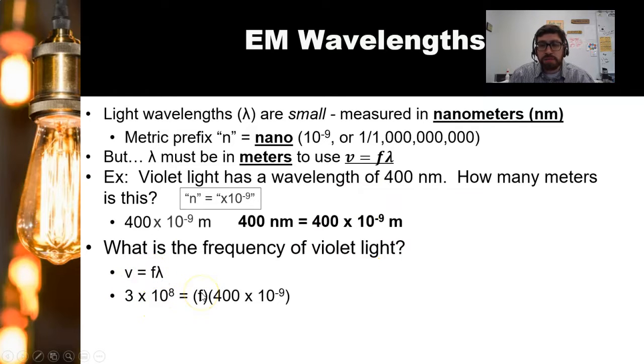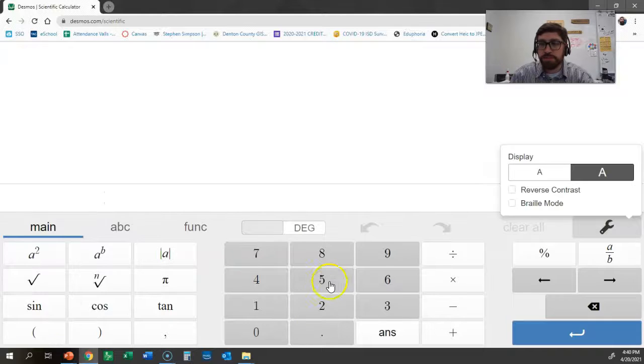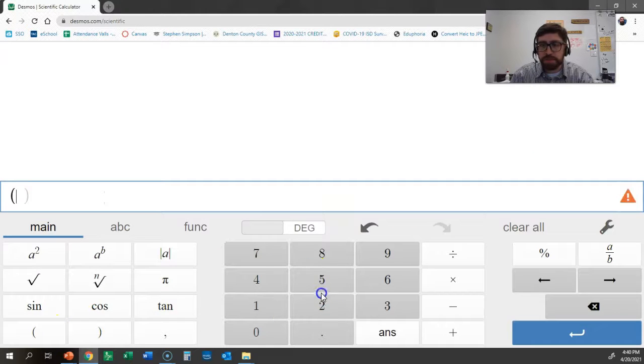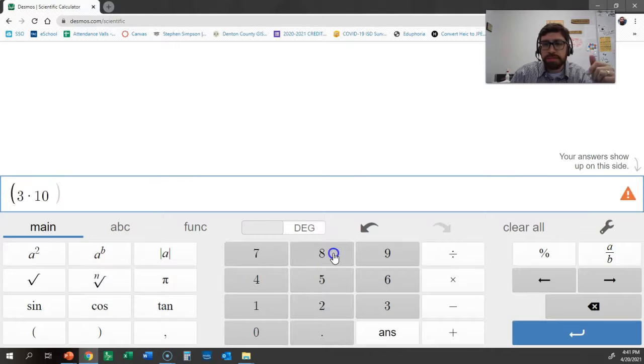We're looking for the frequency, and again, there's our wavelength, 400 times 10 to the negative 9th, which is what we converted. So what we're going to do is divide by 400 times 10 to the negative 9th on both sides. So 3 times 10 to the 8th divided by 400 times 10 to the negative 9th. Here we go. I'm going to use parentheses first. 3 times 10, and then I need an exponent on there, and that's this a to the b button. 3 times 10 to the 8th. And then I'm going to put my cursor back out here and complete that parentheses.